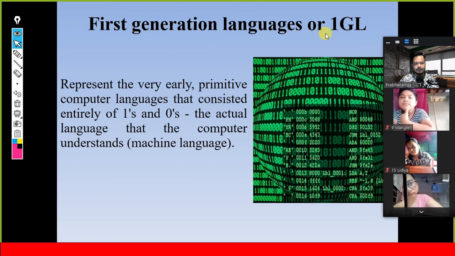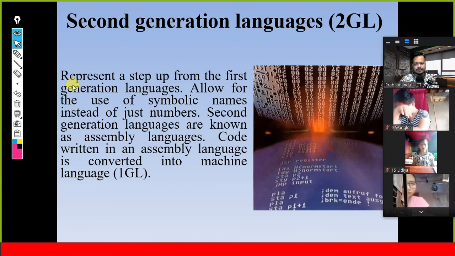First generation language or 1GL represents the very early primitive computer language that consisted entirely of 0 and 1s, the actual language that the computer understands, machine language. Second generation, 2GL, represents a step up from the first generation language, allowing the use of symbolic names instead of just numbers. Second generation languages are known as assembly language. The code written in the assembly language is converted into machine language, and the code are known as what? Mnemonics.